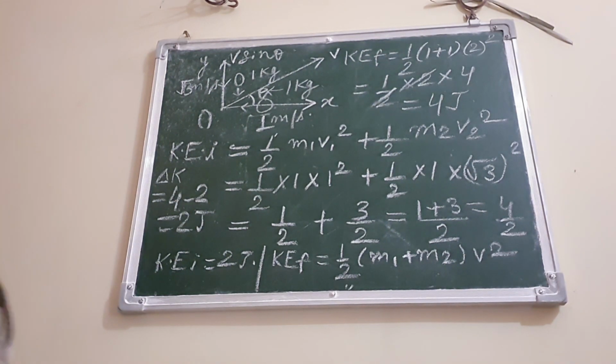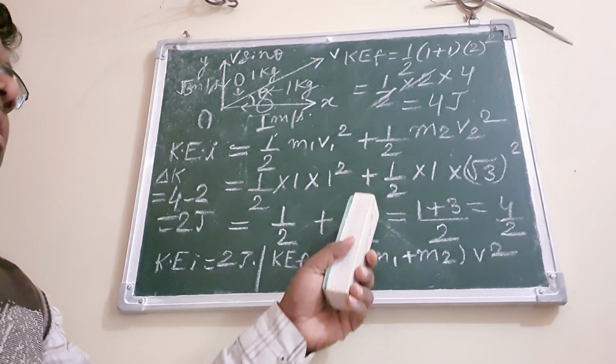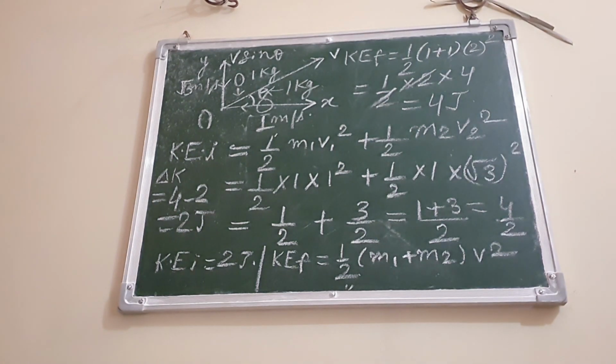We have to calculate the loss in the kinetic energy. So for that we are calculating the kinetic energy. Initially, the formula for kinetic energy is half mv square. So it will be half of m1 v1 square plus half of m2 v2 square. Substituting the values, it will be half of 1 into 1 square plus half into 1 into root 3 whole square. So it will be half plus 3 by 2. So it will be 4 by 2. So kinetic energy initial is going to be 2 joules.